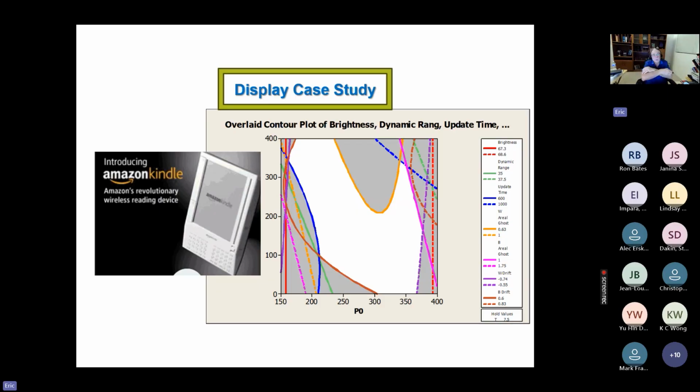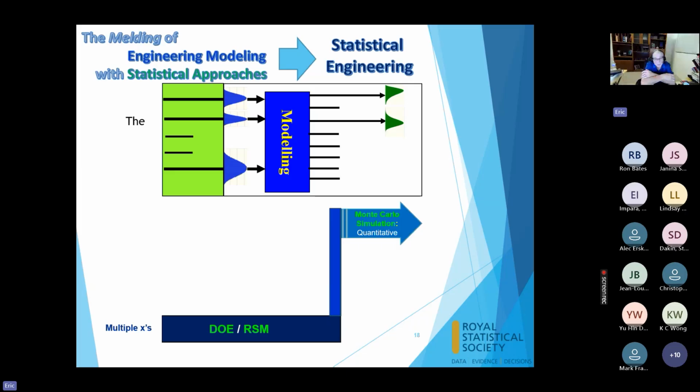So that was showing DOE, design of experiments, and RSM as an example of taking engineering further and combining it with probability statistics, primarily statistical engineering. I'm going to show a couple of examples of combining design of experiments and the more advanced version of design of experiments, response surface modeling, with Monte Carlo simulation.